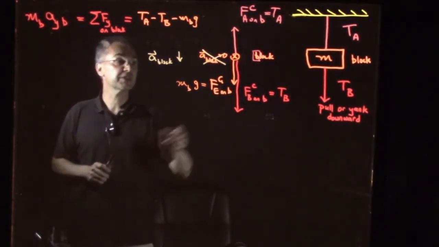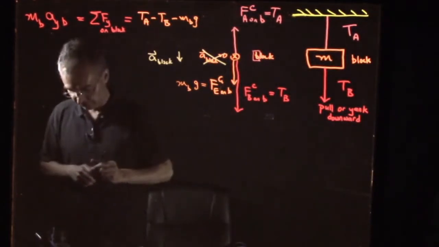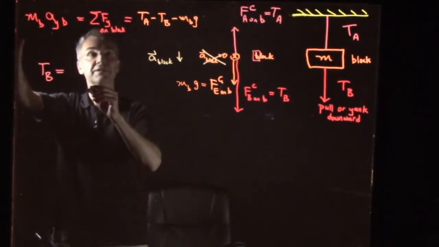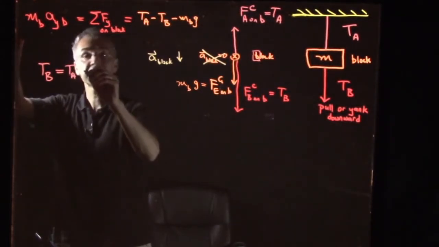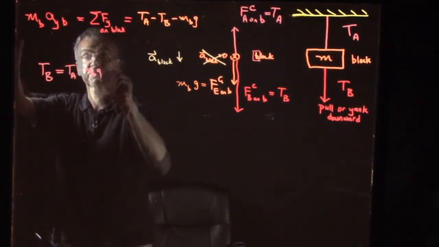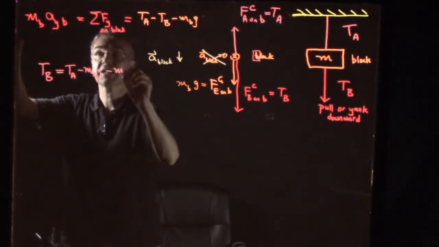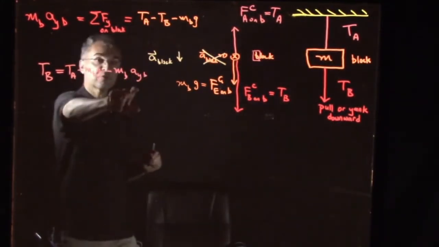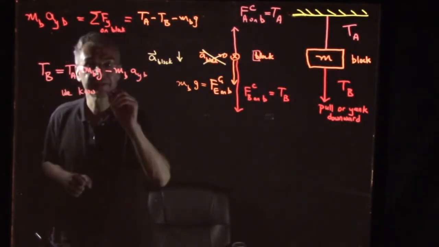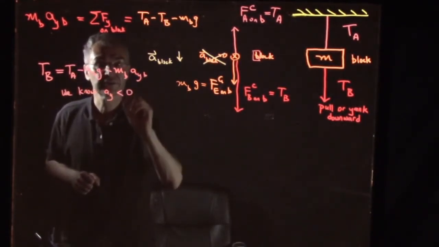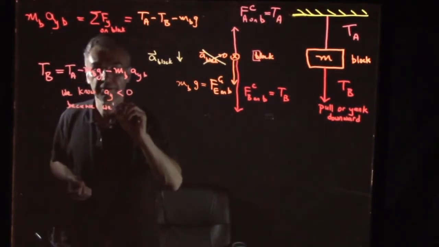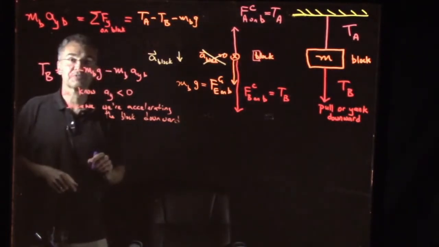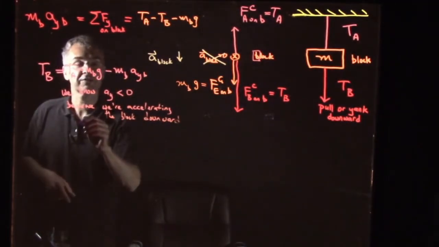So let's solve for the tension in string B now. I'll move this over to the other side. The tension in string B is the tension in string A minus the mass of the block times g, and then minus the mass of the block times this vertical acceleration of the block. But remember, this vertical acceleration is negative. So we know that a_y is less than 0 because we're accelerating the block downward. I'm almost tempted to write the absolute value of this thing. Maybe I'll just say minus a_y, because then minus a_y is a positive number.